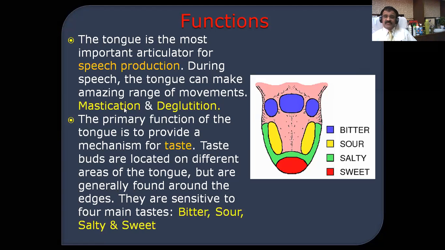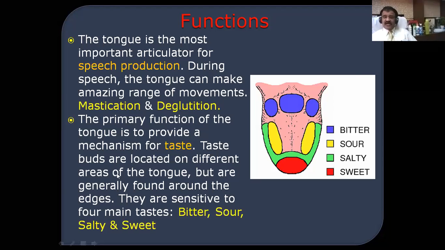And it helps in mastication. Mastication means chewing. So there are muscles of mastication, 4 types. You know that, 4 of them. And deglutition means unless and until you take the first step of deglutition like this, where the tongue has an important role, the food does not go further. The primary function of the tongue is to provide a mechanism for taste. Taste means taste sensation. It is also called gustation.